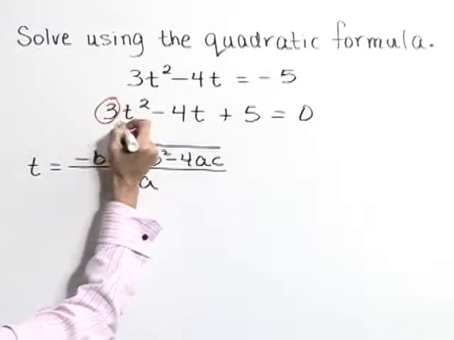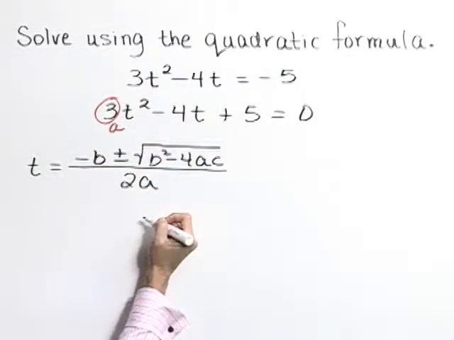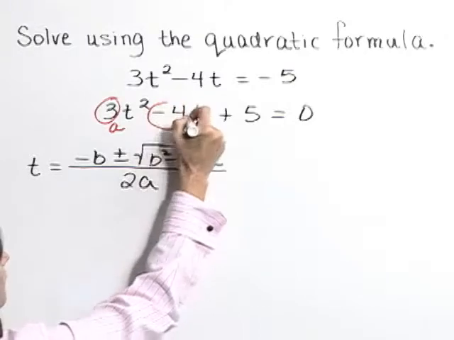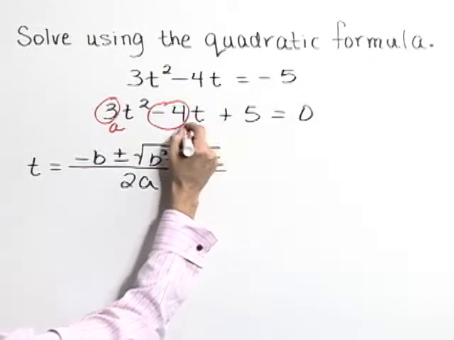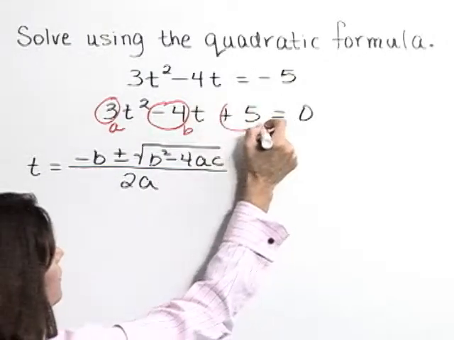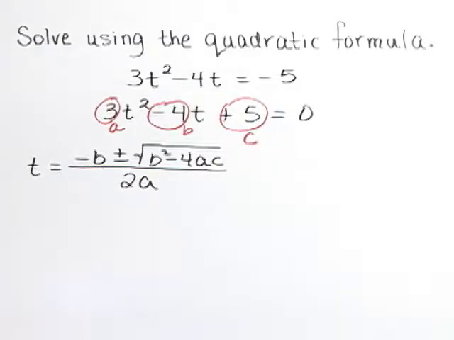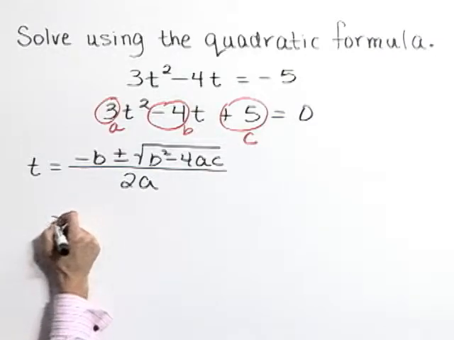A is our coefficient of t squared. It is 3. B is the coefficient of our t term. It's negative 4. And c is this number by itself. It's positive 5.